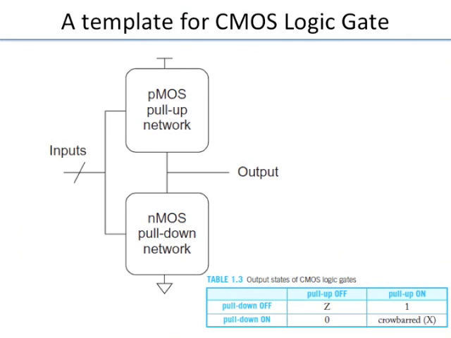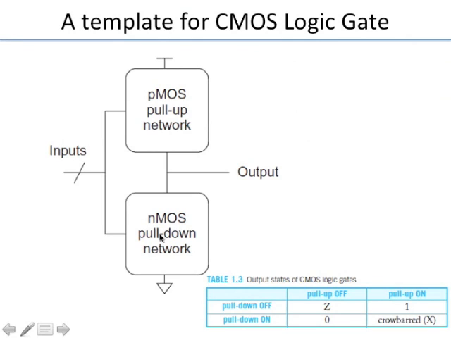So first let's start with the logic gate. And this is the template for any CMOS logic gate. There is a pull down network and a pull up network, and they are duals of each other. We'll see what a dual means. And really the important point here is, if you look at this table, the output states of the CMOS logic gate.